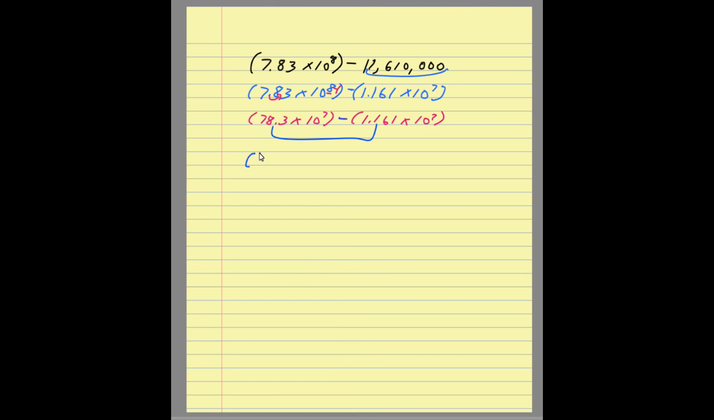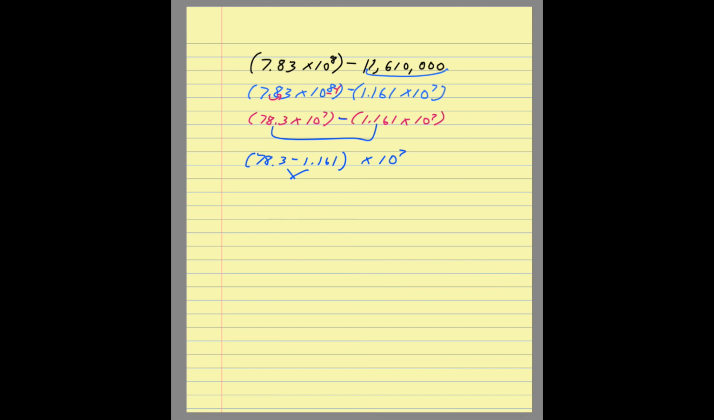So let's do that. I got 78.3 minus 1.161. Put that in parentheses, and then just multiply the power of 10. There you go, times 10 to the 7th power. All right, so now you write this once, by the way. That's all you gotta do is write this once. So now I can actually subtract these two numbers.